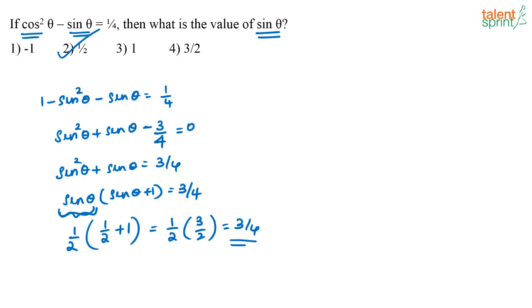You can check with other options also. Try to put 1 here. So if you put 1 here, you will get 1 into 1 plus 1. No, that is not equal to 3 by 4. Like that you can eliminate the remaining options and get the answer. Correct answer here is option 2. At this point, just check with the options and see.